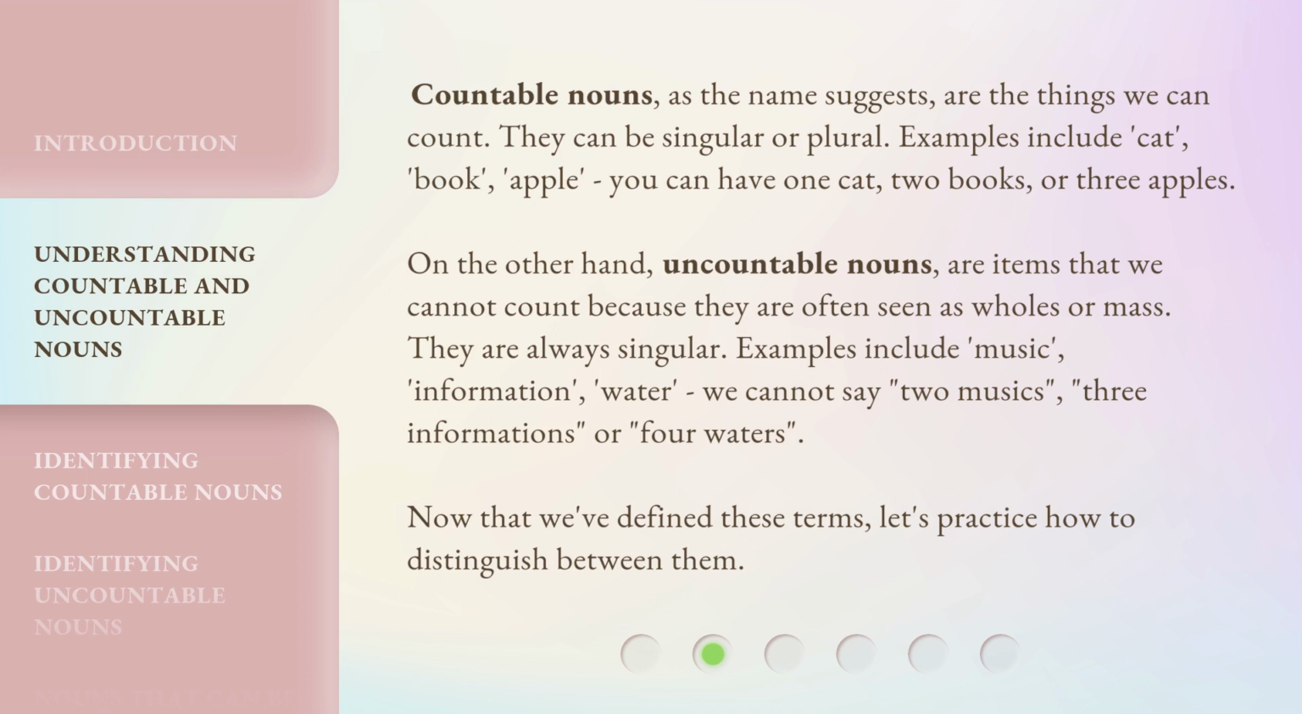On the other hand, uncountable nouns are items that we cannot count because they are often seen as wholes or mass. They are always singular. Examples include music, information, water. We cannot say 2 musics, 3 informations, or 4 waters. Now that we've defined these terms, let's practice how to distinguish between them.